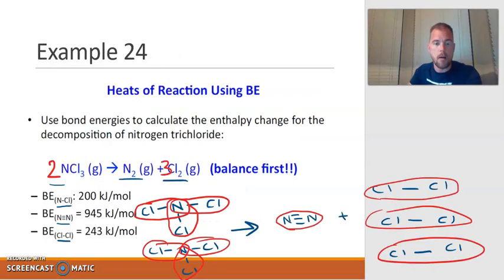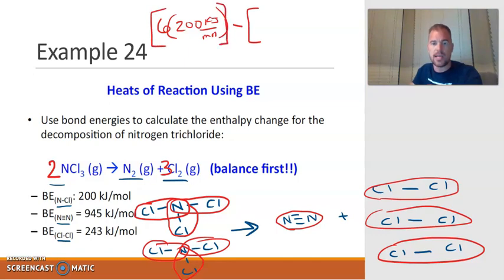Okay, so what's the total, and I'm going to do it up here because I'm running out of space. What's the total of the bond energies for my reactants? Well, you've got 6 nitrogen-chlorine single bonds. So 6 times, what's the bond energy for nitrogen-chlorine? It's 200 kilojoules per mole. Okay, and I'm going to subtract, now because that was my reactants, there was only one reactant there.